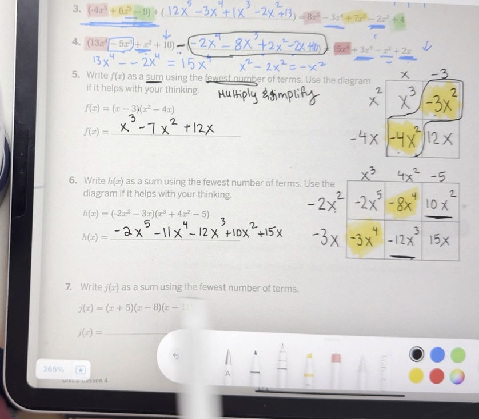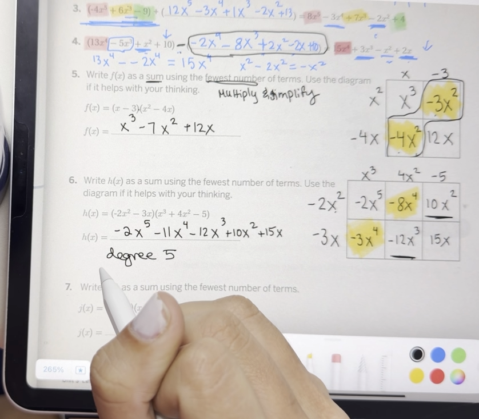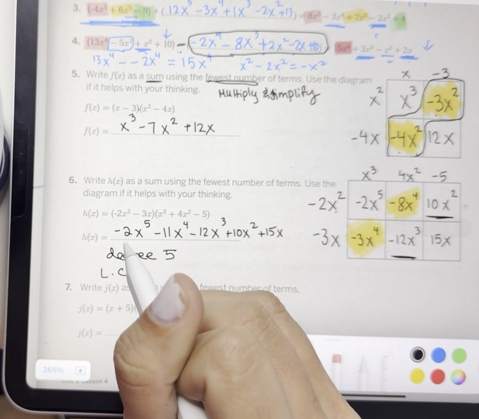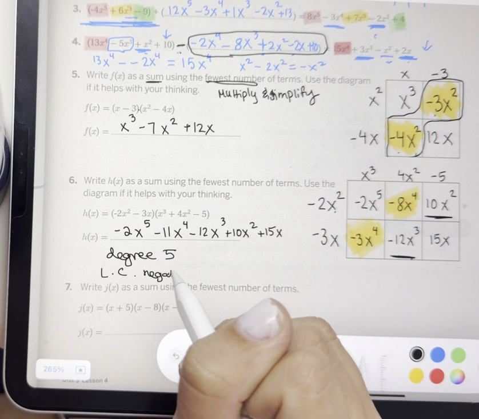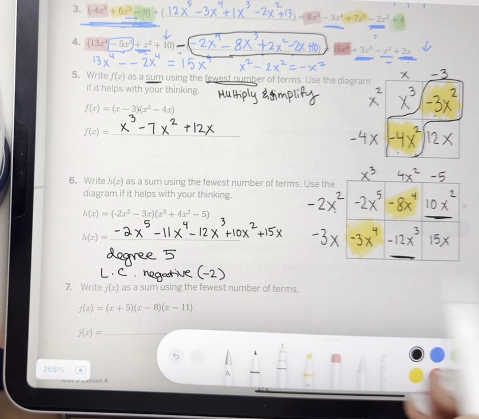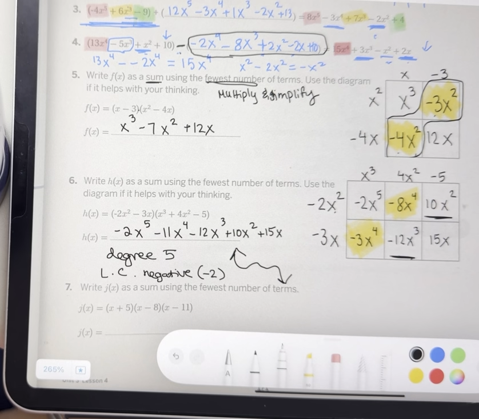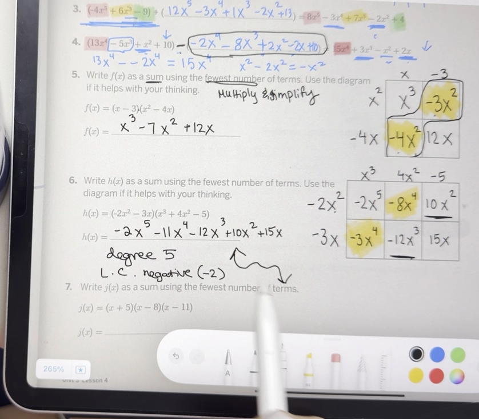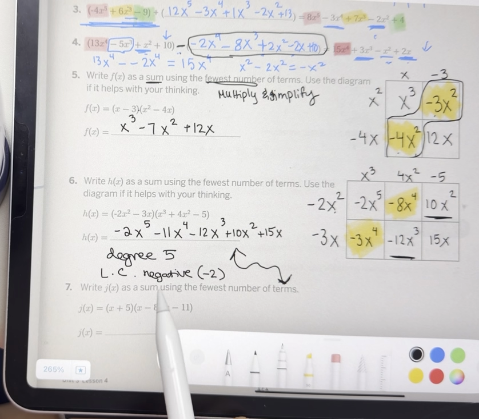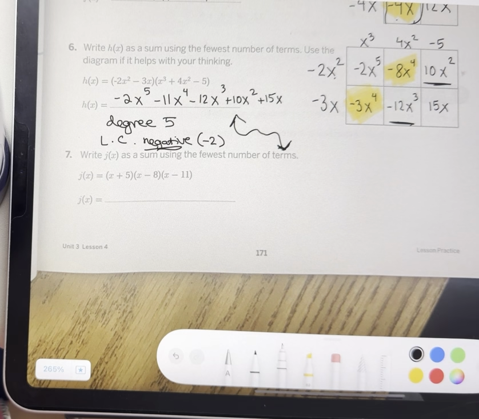Okay? Random little spiral review here. The degree of this guy is 5. And the lead coefficient is negative 2. So the odd degree and the negative means this guy's graph actually looks something like that. Okay, it starts and ends in opposite directions, and it ends up going down at the end because it's negative. So this was just a little review of end behavior.